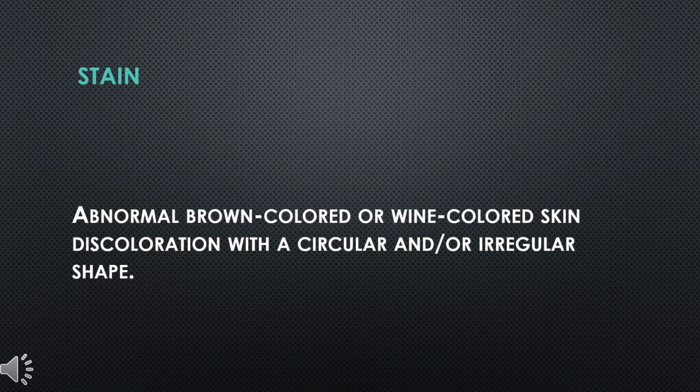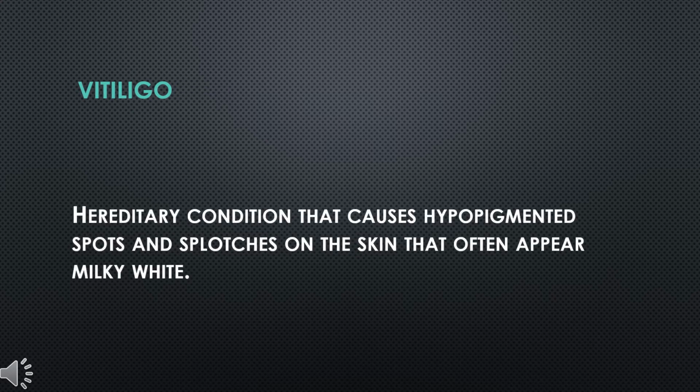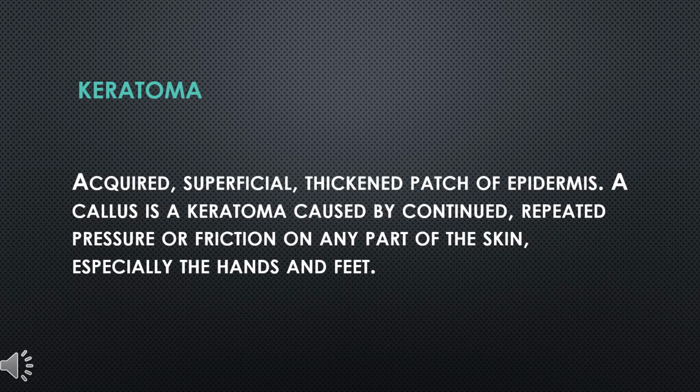Stain. Abnormal brown-colored or wine-colored skin discoloration with a circular and/or irregular shape. Hypertrophy. Abnormal growth of the skin. Vitiligo. Hereditary condition that causes hypopigmented spots and splotches on the skin that often appear milky white. Keratoma. Acquired, superficial, thickened patch of epidermis.